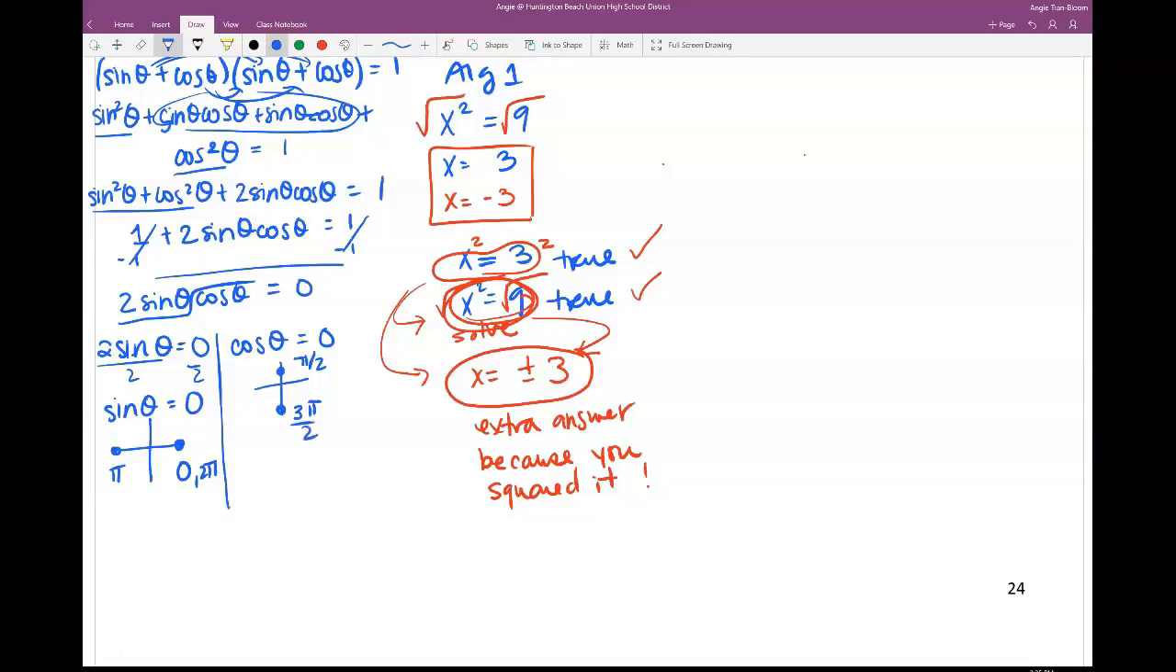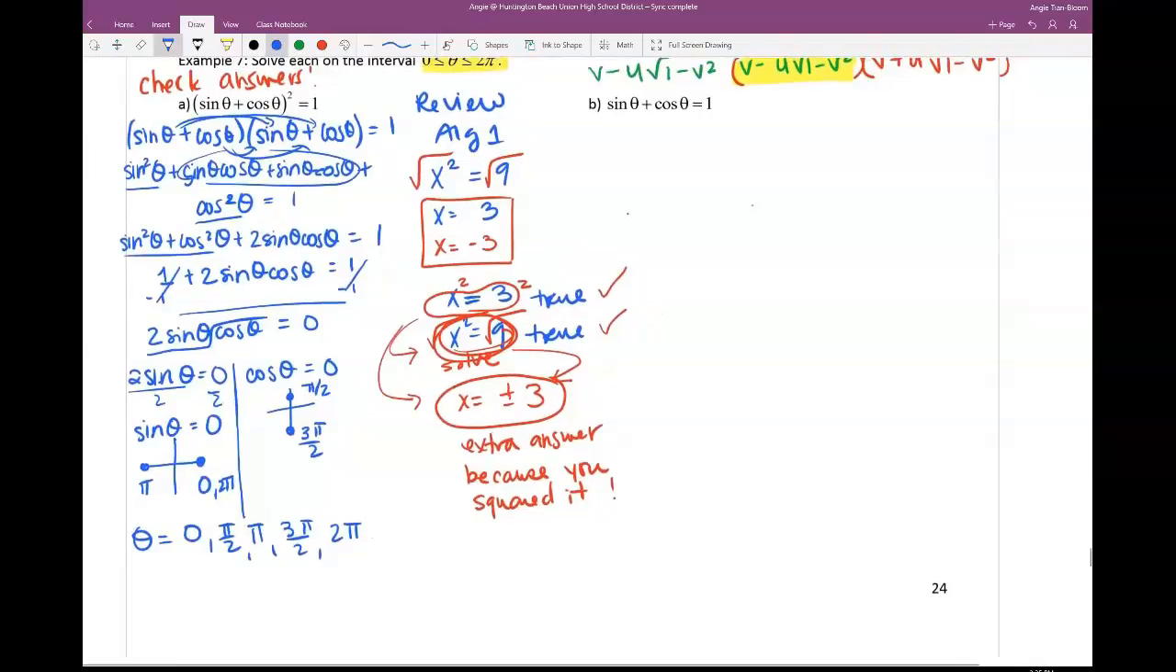So would you agree, it looks like we have 5 answers, right? Theta is, let's start from small to big, 0, pi over 2, pi, 3 pi over 2. And because 2 pi is included in my instruction, I want to write down 2 pi. But the question is, can I keep all of this? Okay, so let's go back and check them. So let's start with the first theta, which is 0. Okay, here's check.